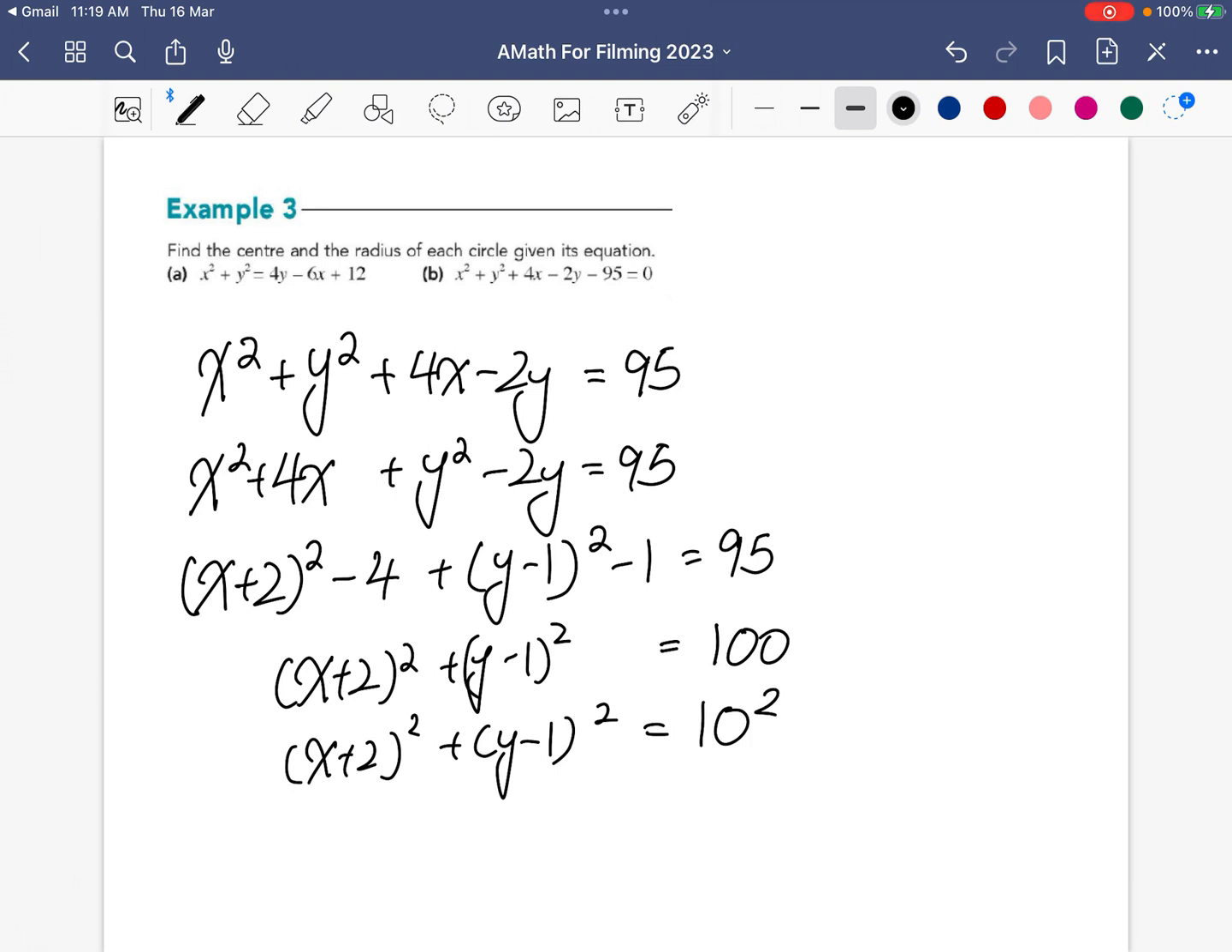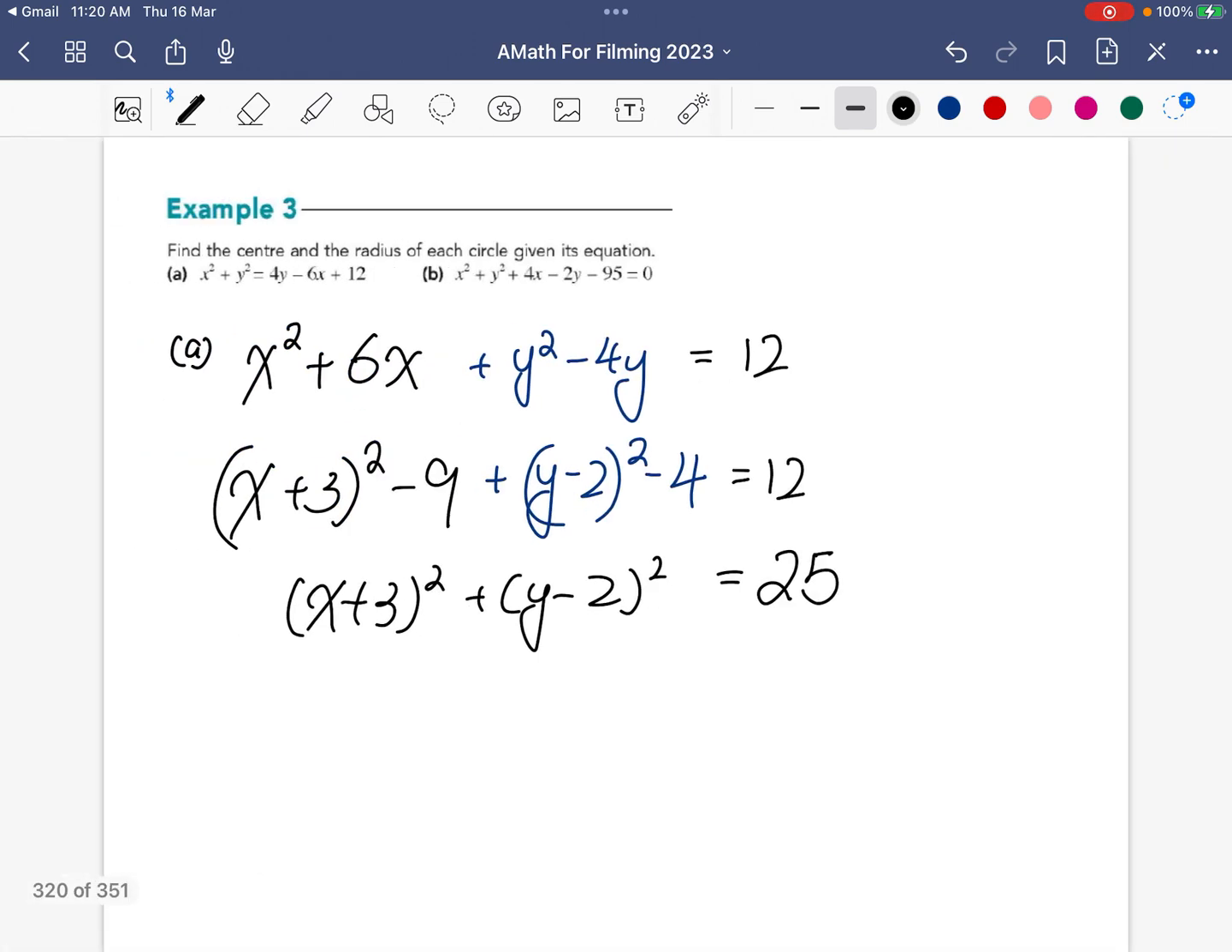Okay, I believe that I forgot to actually answer the question just now. So I'll answer this one first. I go back to part A to get you the radius and the center of the circle. So in this case, for part B, my center is equals to negative 2, which I get from here, and 1, which I get from here. And my radius, r squared, so my radius is equals to 10 units.